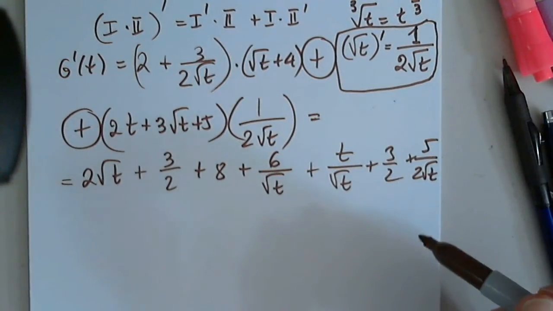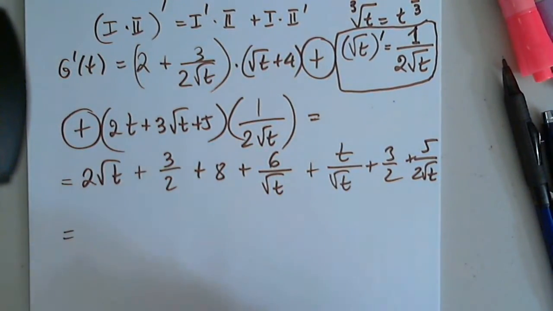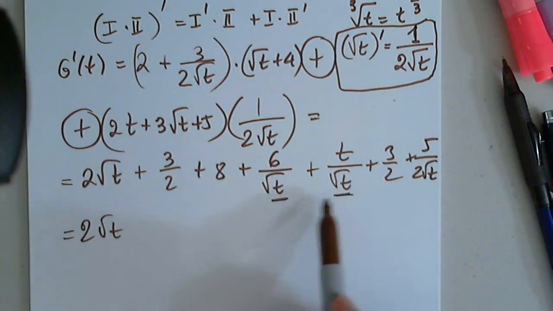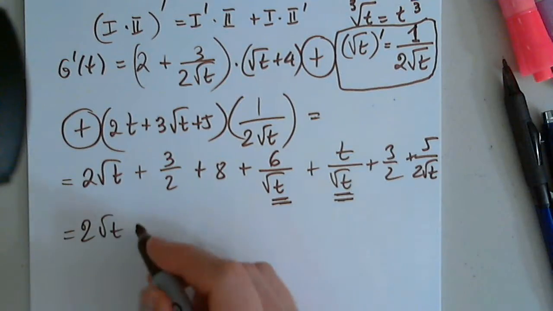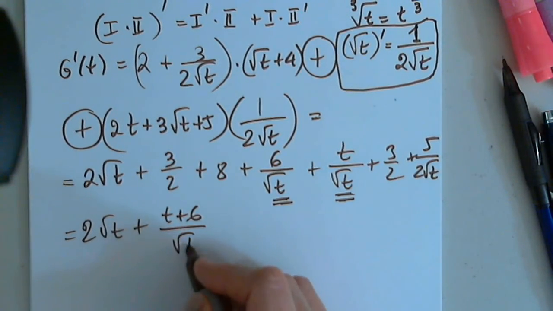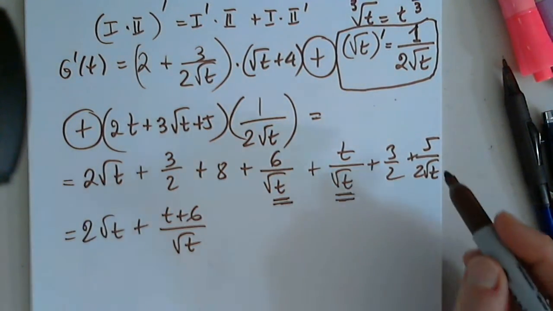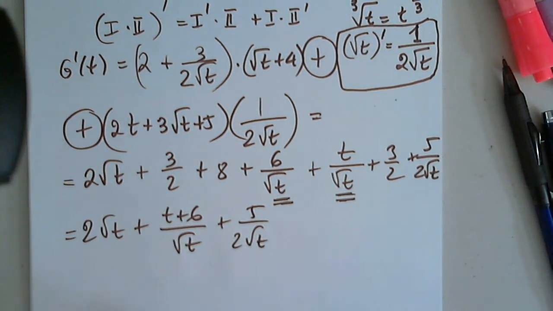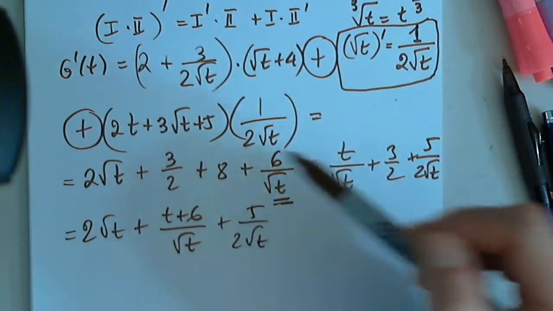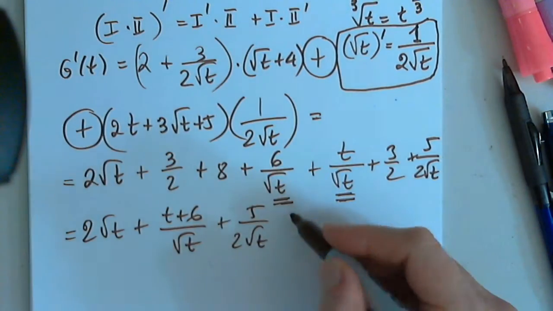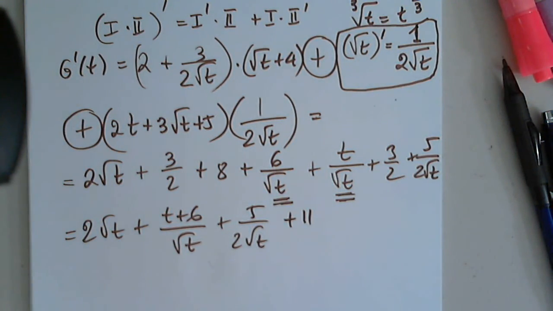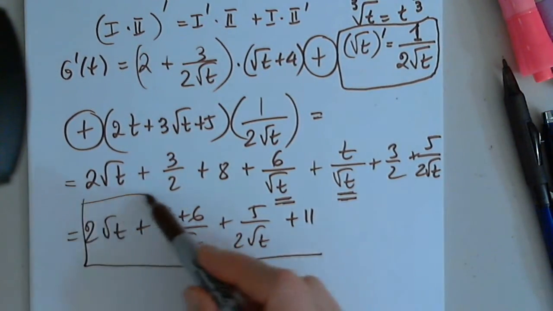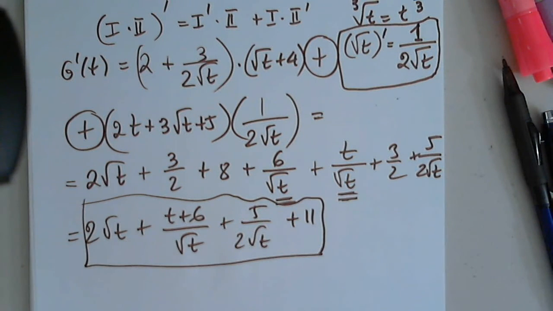So I can do much. I can write the 2 the square root of t. These have the same denominator, so it will be plus t plus 6 over the square root of t. Then this is the plus 5 over 2 the square root of t. And this is 3/2 plus 3/2, which is 6/2, which is 3 plus 8, which is 11. It's good enough. I could find the least common denominator, etc., but that's fine.